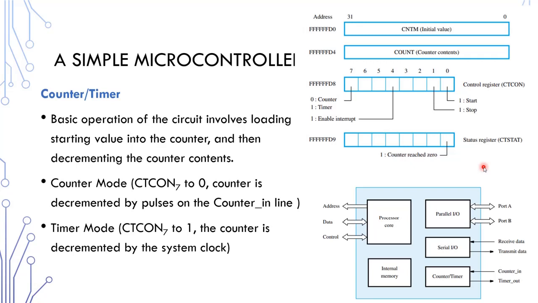There are two modes, the counter mode and the timer mode. The counter mode is selected by setting the bit CT control 7th bit to 0. The starting value is loaded into the counter by writing into the register CNTM. The counting process begins when the bit CT control of 0 is automatically cleared to 0.